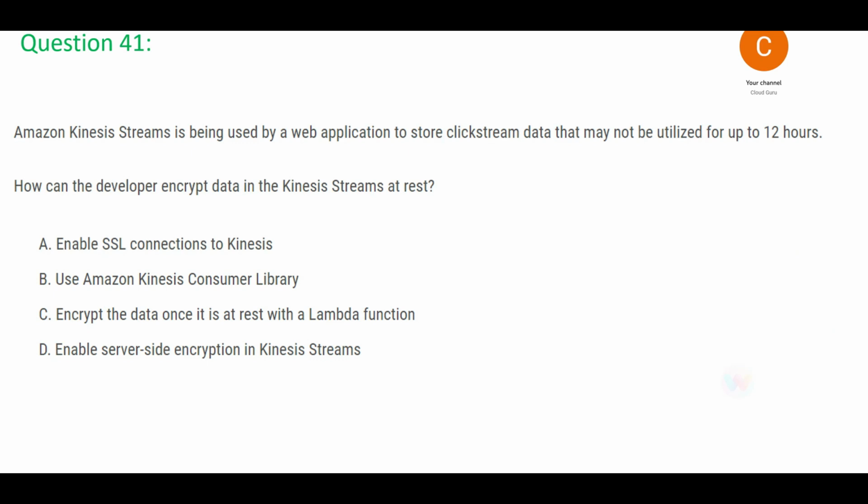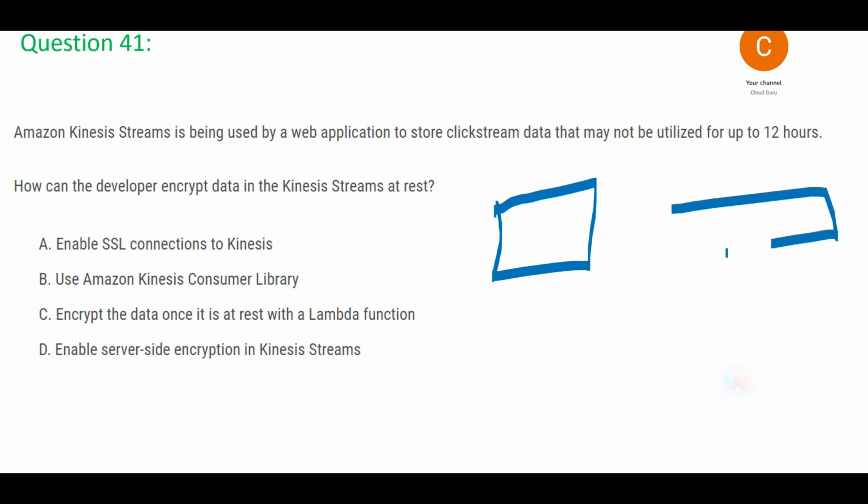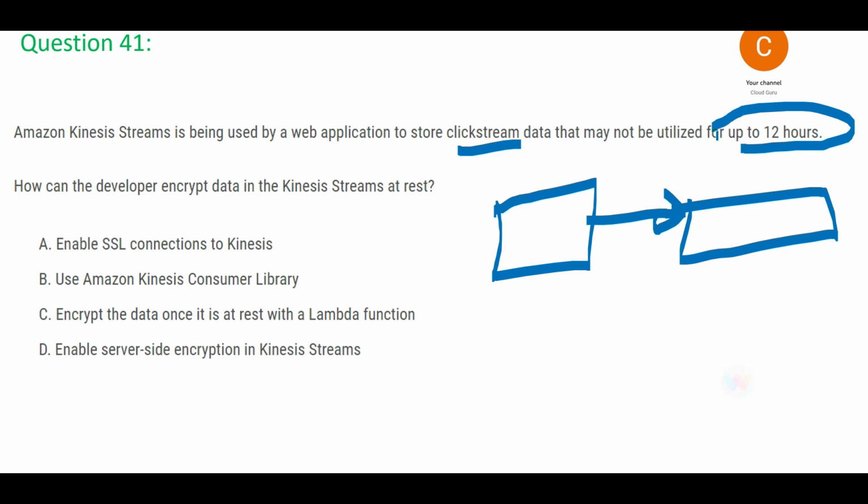Let's look at this question. There is a web application, and there is a Kinesis stream which is used for streaming the click data, and this goes here. But the issue is you do not want to utilize it for up to 12 hours, and the data will be residing here at rest, and you want to encrypt this data in Kinesis streams at rest. So you want to encrypt this data here because it is held here for 12 hours. Let's scan through the options.